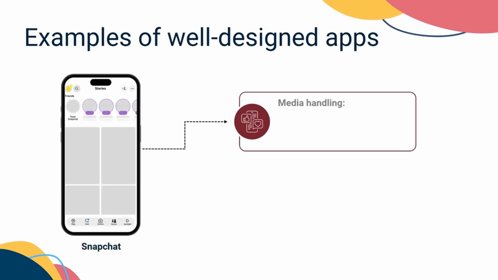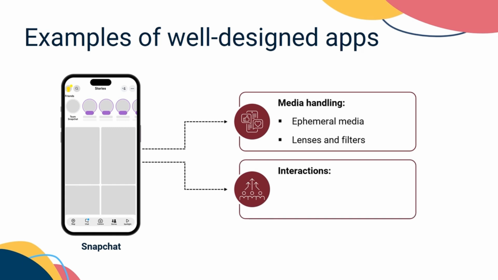Snapchat is all about ephemeral media, with images and videos disappearing after viewing. You can use lenses and filters and swipe easily between chats and stories.